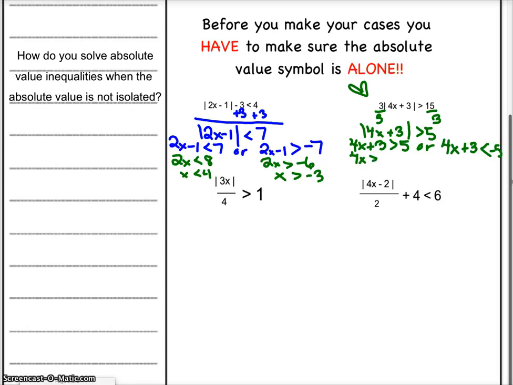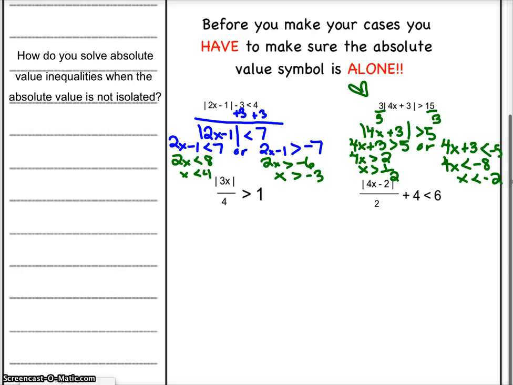4x is bigger than 2. X is bigger than, it's not 2. Probably 30% of us are going to write 2 here. It's 1/2. 2 over 4, which is a half. Or 4x is less than negative 8. X is less than negative 2.